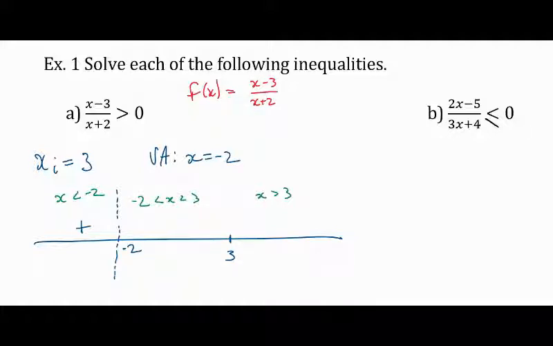Okay, the next interval, -2 to 3. What's a number that might nicely represent that one, Isaac? 0, thank you very much. And 0 minus 3 is negative. 0 plus 2 is positive. Negative over positive is negative. What's a number that could represent the interval where x is bigger than 3? 100, 10, 100, pick the one you want. 100 minus 3, still positive. 100 plus 2, positive. Positive over positive is positive.